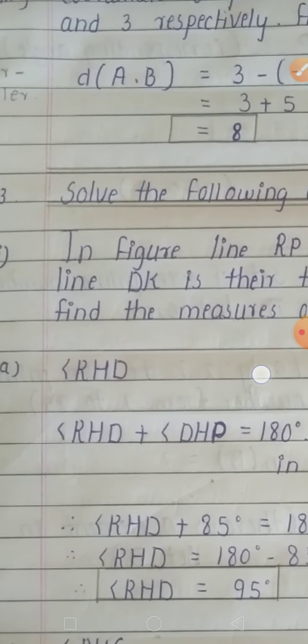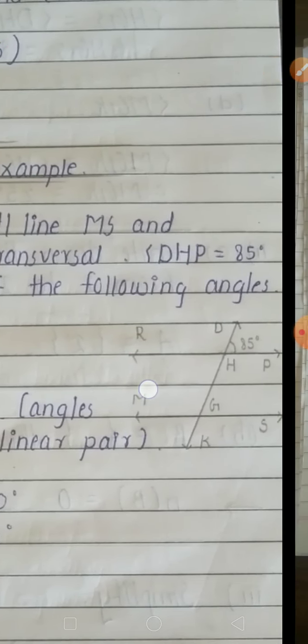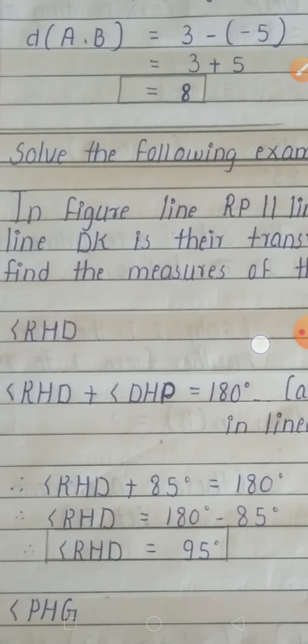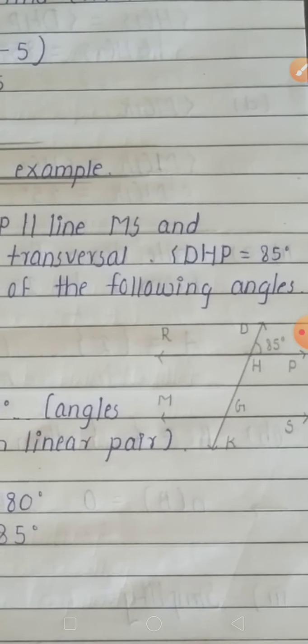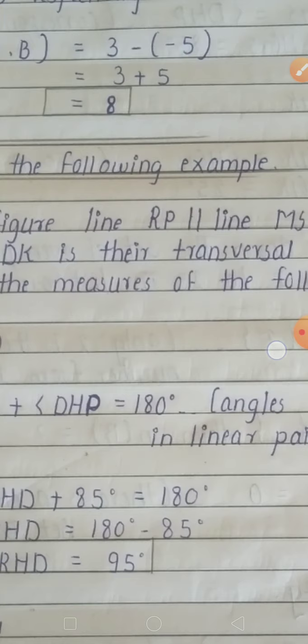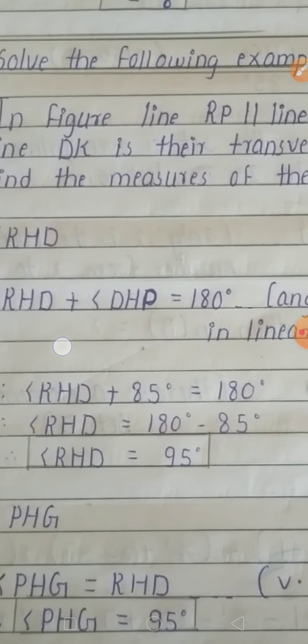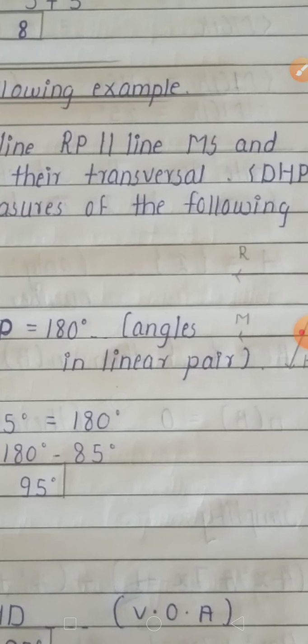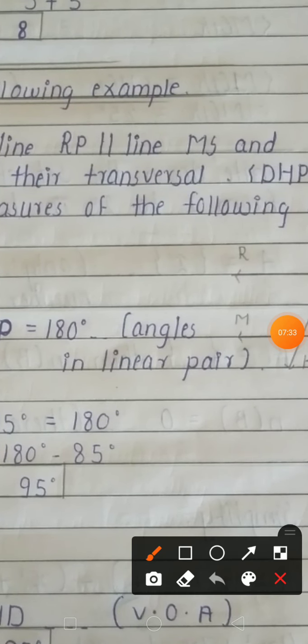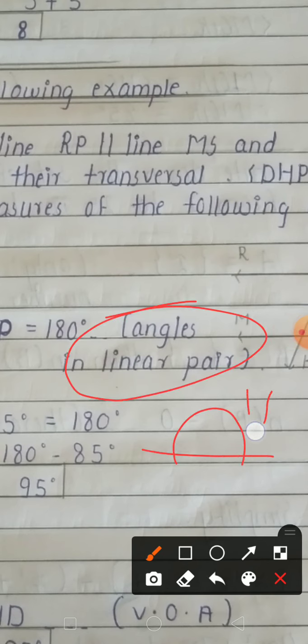Solve the following example. In the figure, line RP is parallel to line MS, and line DK is the transversal. Angle DHP is 85 degrees, and find the measure of angle RHD. So RHD plus DHP is 180 degrees. That is angles in a linear pair. A linear pair makes a straight angle, which is 180 degrees.